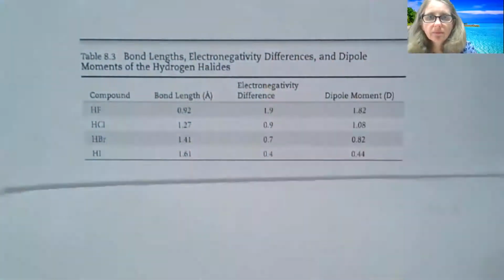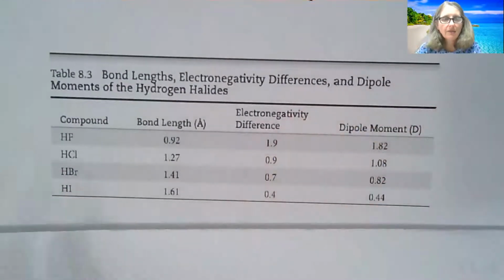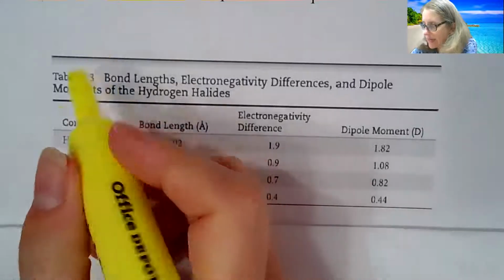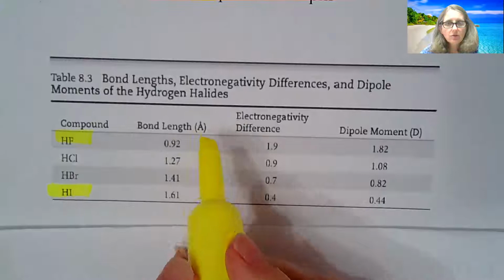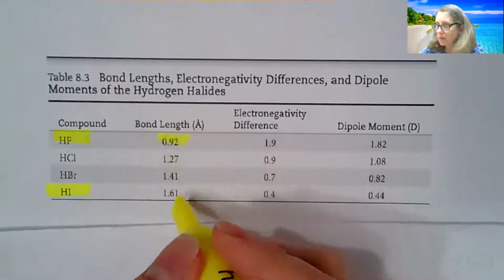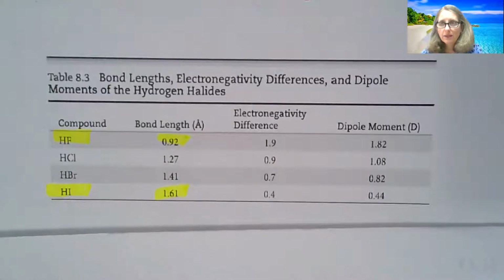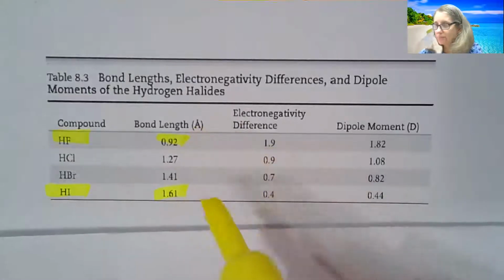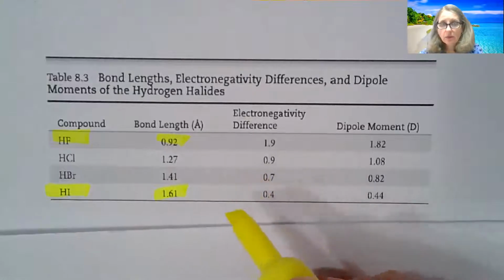So when I look at this table here, I have HF compared to, let's say, HI, okay? So if I look at the bond length, and this is in angstroms, and again, it's just a unit that we sometimes use for bond length. I have a bond length of about 0.92 versus 1.61. And that is because, again, iodine is bigger, it has more energy levels, so therefore it is a bigger bond because the hydrogen cannot get that close to the iodine nuclei.